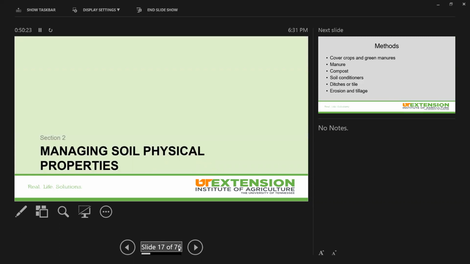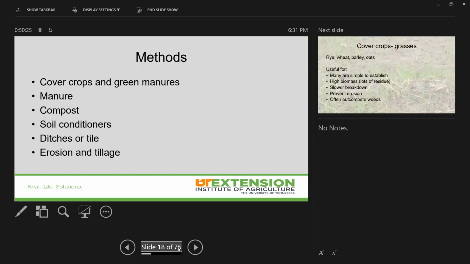Okay, managing the physical properties of the soil. Some of the things that we can do to better our soil: cover crops, green manures, the addition of manure, compost, soil conditioners, ditches or tile, and then we'll look at erosion and tillage.